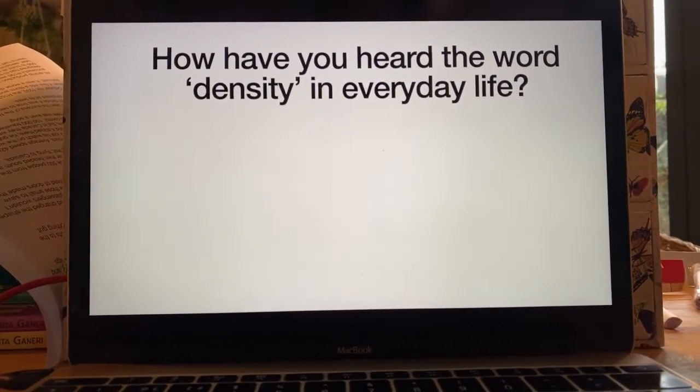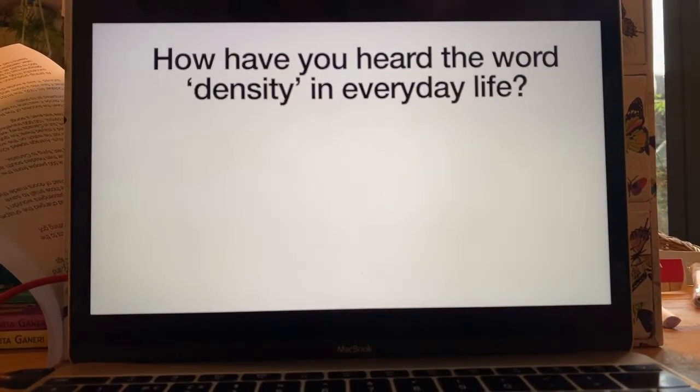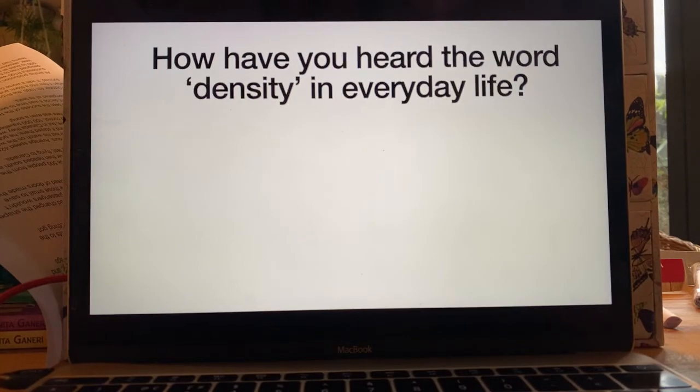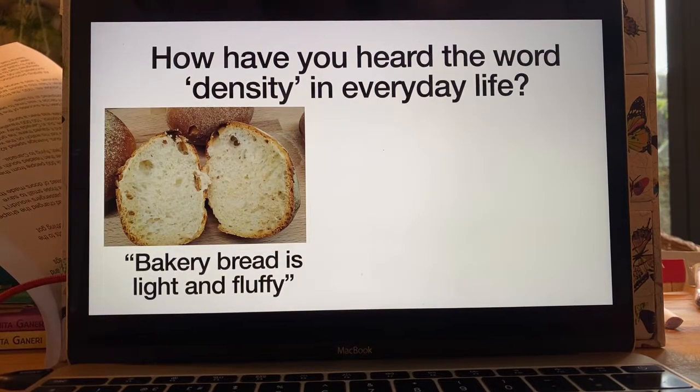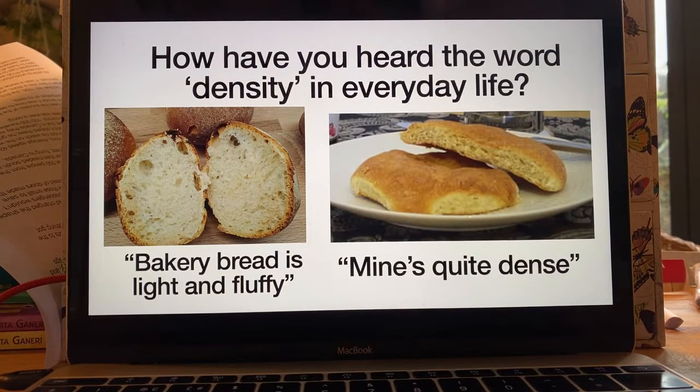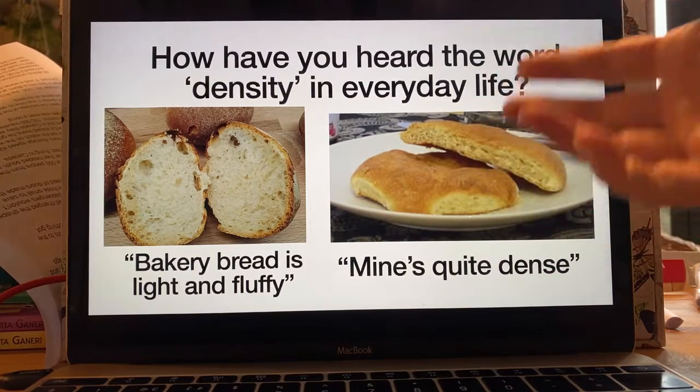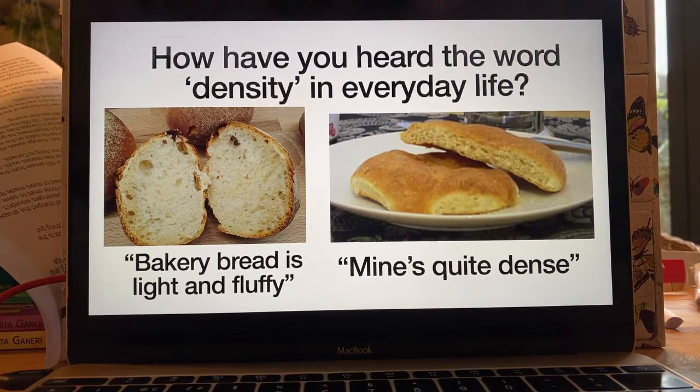So first of all, I thought, how have you used the word density in everyday life? I don't use the word dense very often. I like to make bread, so sometimes I might say something like, bakery bread is light and fluffy, mine's quite dense. So here's a picture of a very squished loaf. What actually is density?